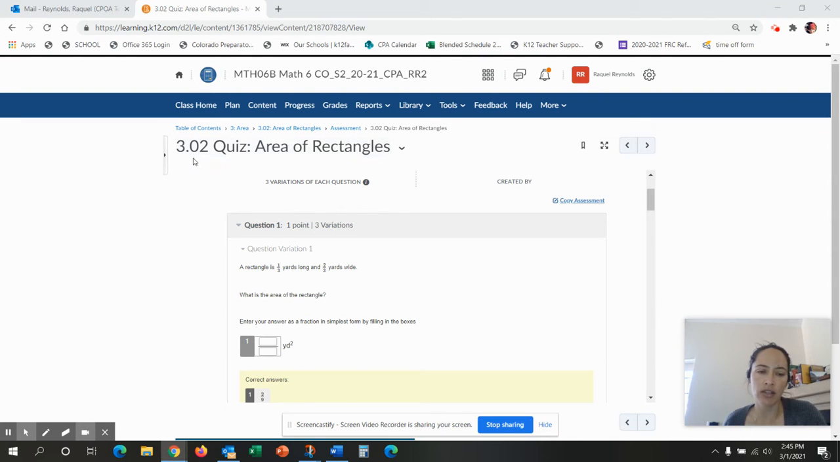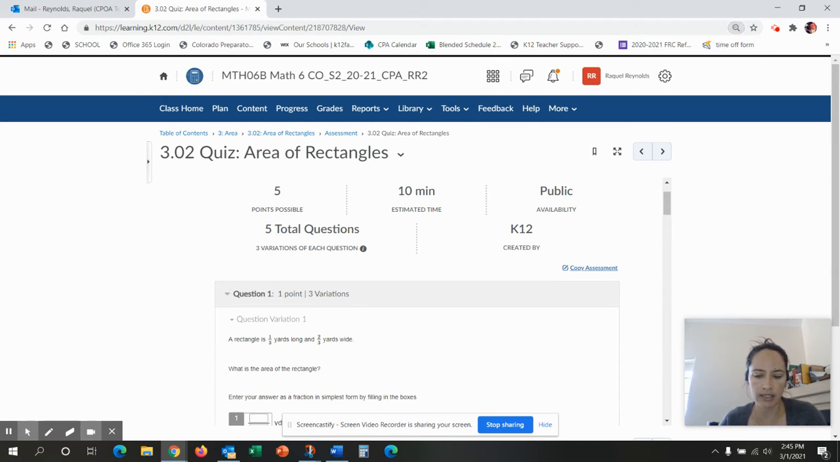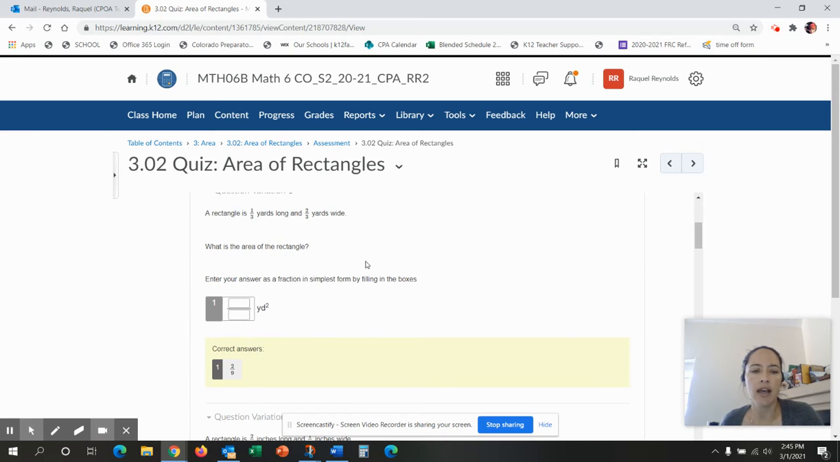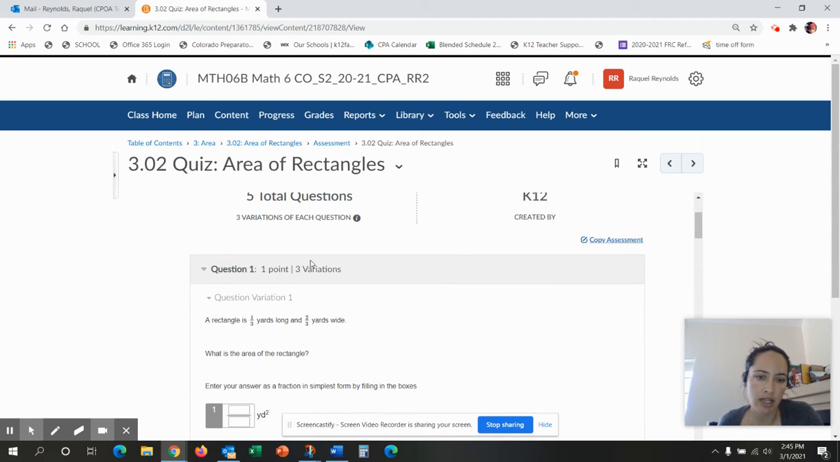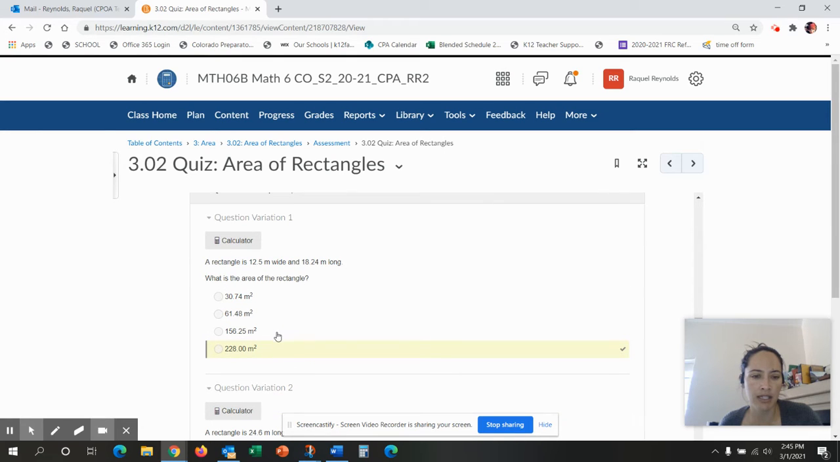All right, this is quiz 302, area of rectangles. So this is a good review of fractions, right? Going bigger. Oh, I see. It's way smaller. Okay. Fraction multiplication. But we're going to come back to that. I'm going to go down to some of these.